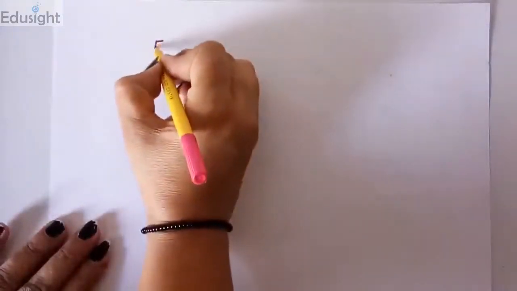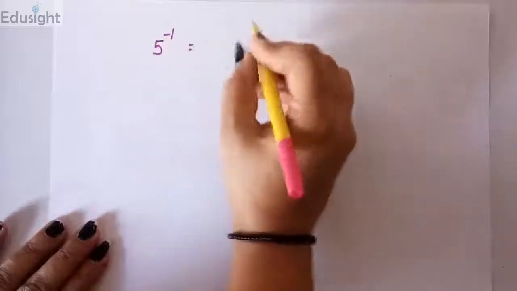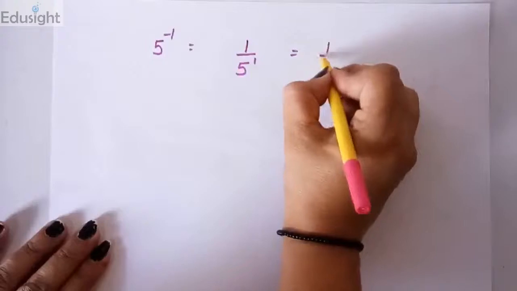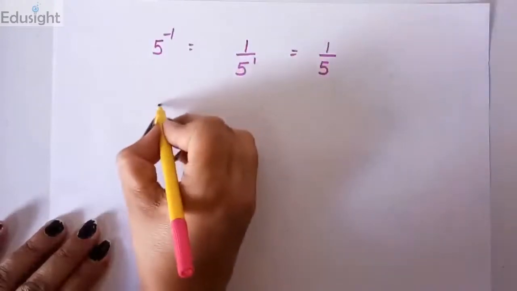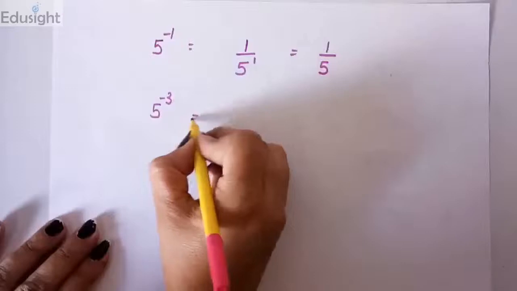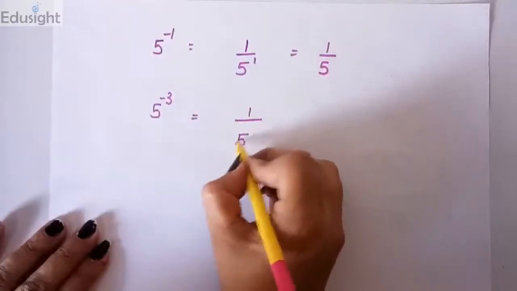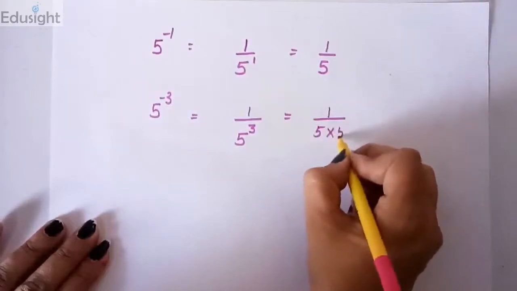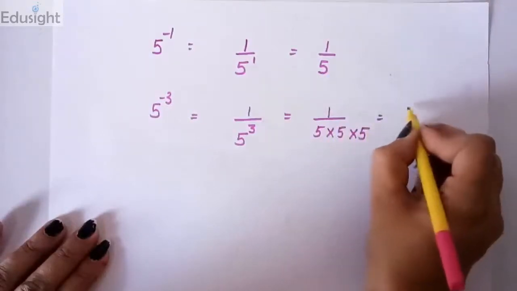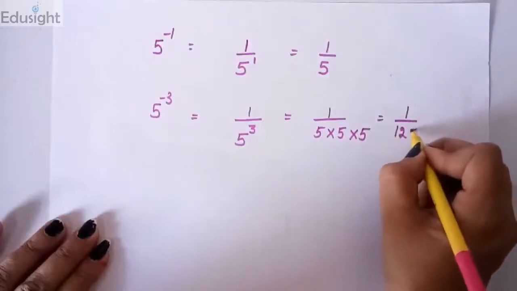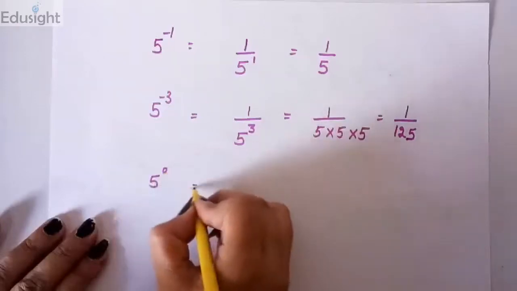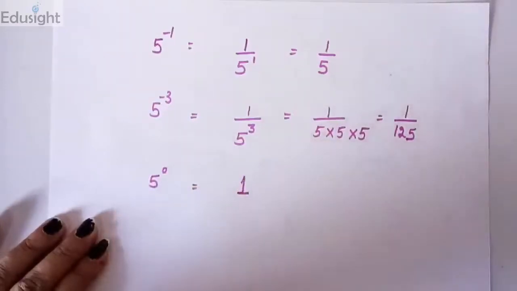Now let's do some examples. Write as a fraction. 5 raised to power minus 1 can be written as 1 upon 5 raised to power 1. That means 1 upon 5. Same way, 5 raised to power minus 3. First we will write it with the positive power. That means 1 upon 5 raised to power 3. 5 multiplied by 5 multiplied by 5 is 125, so it is equal to 1 upon 125. 5 raised to power 0, something to the power 0 is 1.